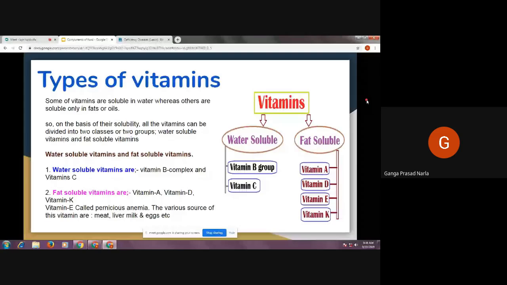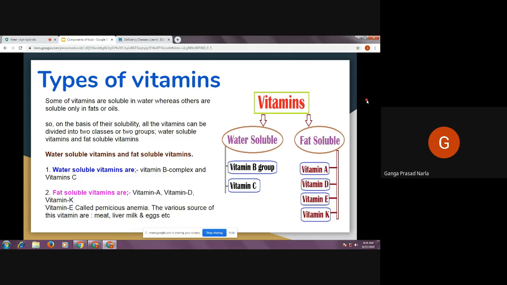Very good. Some of the members already mentioned in the chat box. So, water soluble and fat soluble vitamins, right? What are the water soluble vitamins? B complex is a group of B vitamins: B1, B2, B3, B6, B12. So B complex and vitamin C are soluble in water.